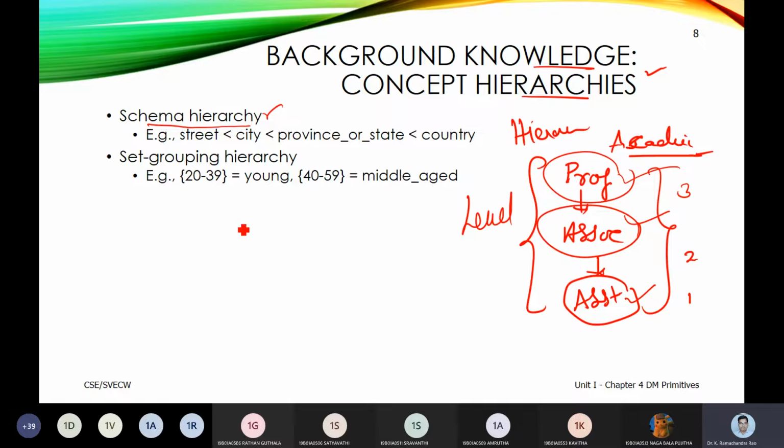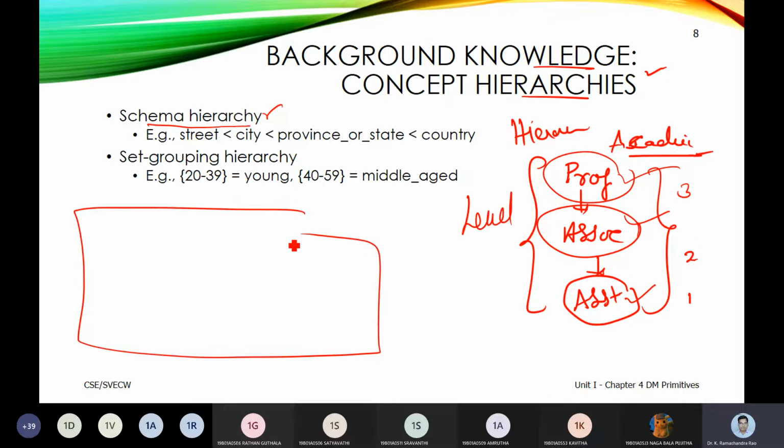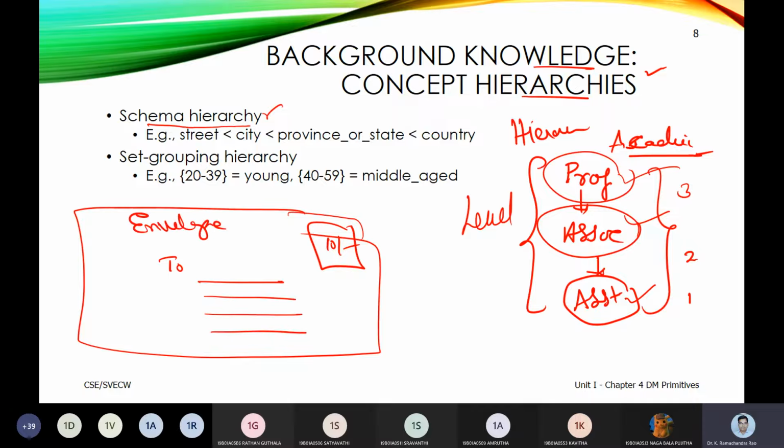We are going to call this one a schema hierarchy. In this schema hierarchy, let us say I just want to send a postcard. So it is a 10 rupees stamp here, then they will write 2. In this way, we are going to have an envelope. When there is an envelope, what they will write is the person's name, then to which street he belongs, then the door number, street, etc., to which city he belongs, to which state he belongs, and to which country he belongs.